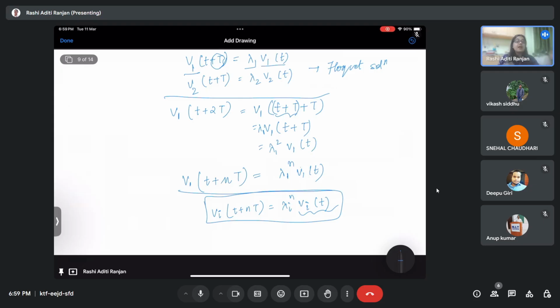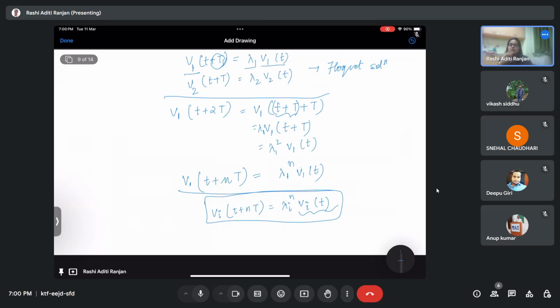So if I have the value of lambda i, I can say what is going to happen to my system. If my lambda i is less than 1, whenever we keep increasing the power of a value which is less than 1, it will tend to 0 as n tends to infinity. However, if my value of lambda i is greater than 1, what is going to happen? As n tends to infinity, that value is going to go to infinity, correct?